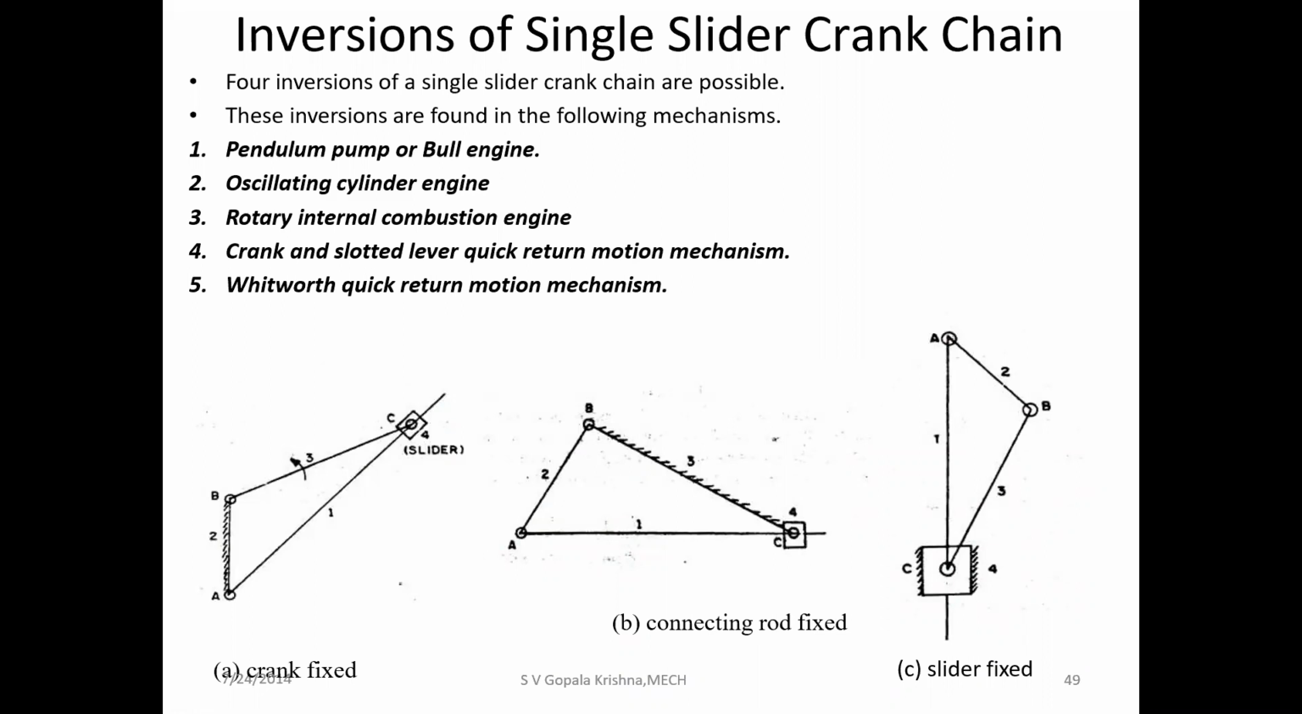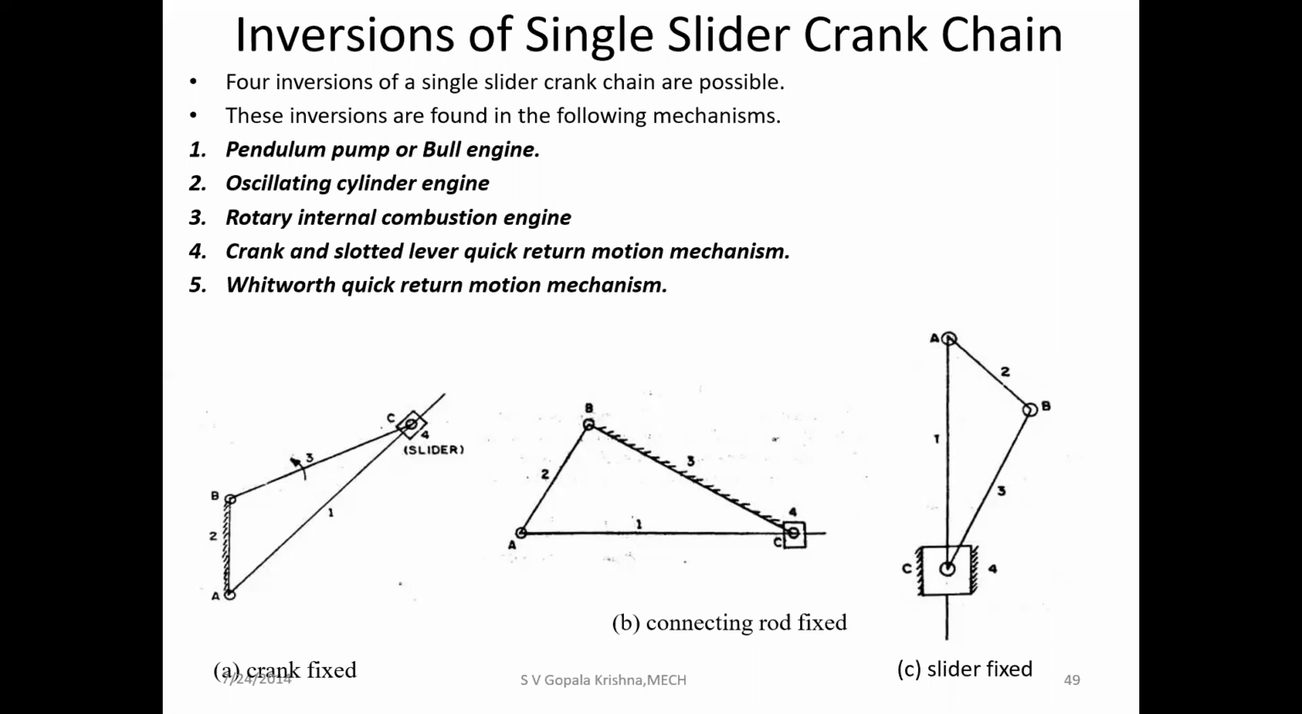Now we will discuss the inversions of the single slider crank chain. How many inversions are there? There are five inversions belonging to the single slider crank chain. The first one is the pendulum pump or bull engine. The second is the oscillating cylinder engine. The third is the rotary internal combustion engine. The fourth is the crank and slotted lever quick return motion mechanism. And the fifth is the Whitworth quick return motion mechanism. So these are the five inversions belonging to the single slider crank chain.